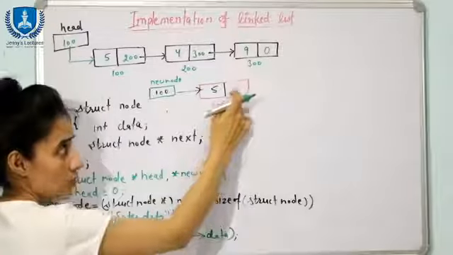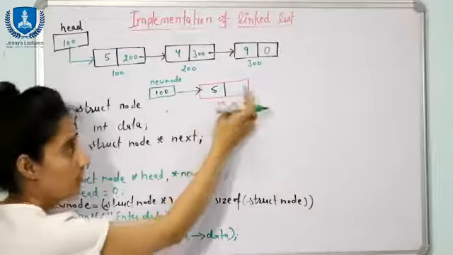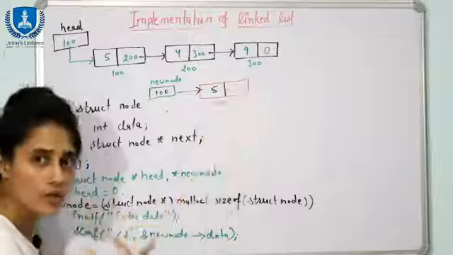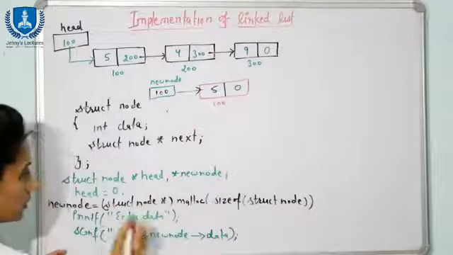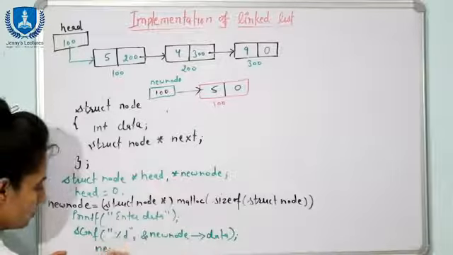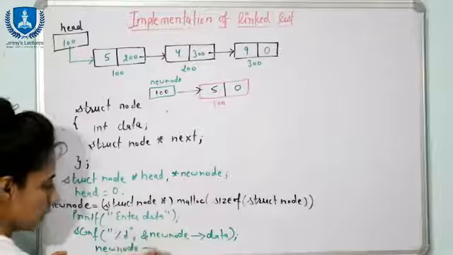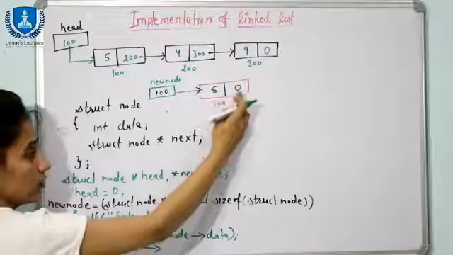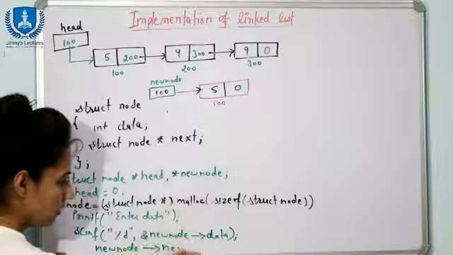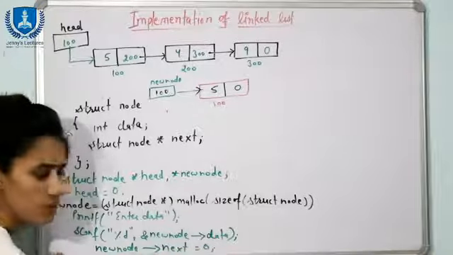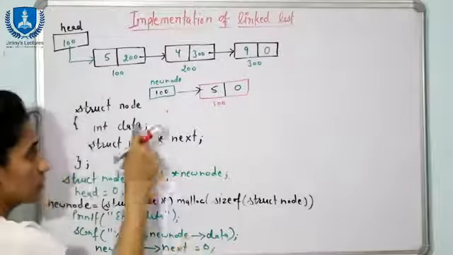Now see, suppose the user has entered 5, so here you will write 5. And in this part, since we have only one node, you can insert null or 0. So here you can write new node, arrow operator, and for this part the pointer name is next. So here you can write next is equal to 0. So this is how we are going to access the structure member.